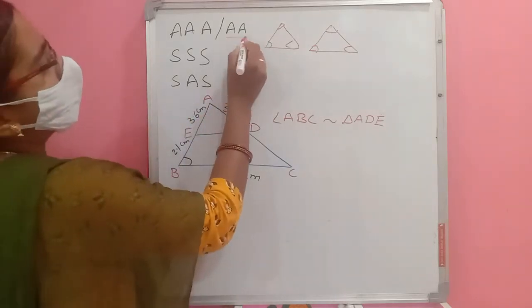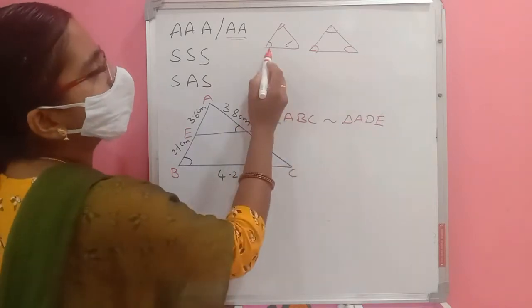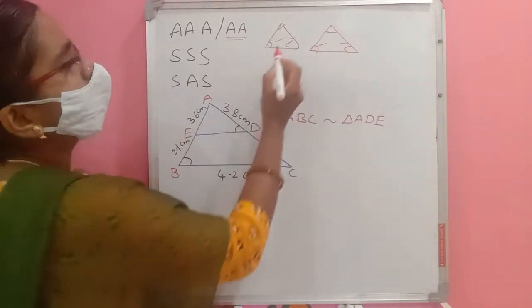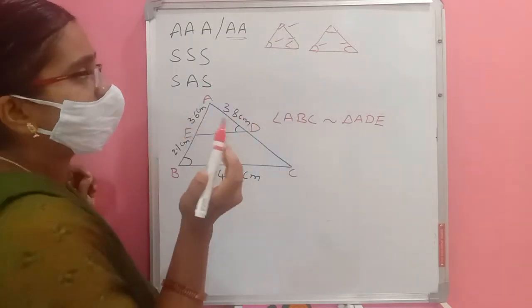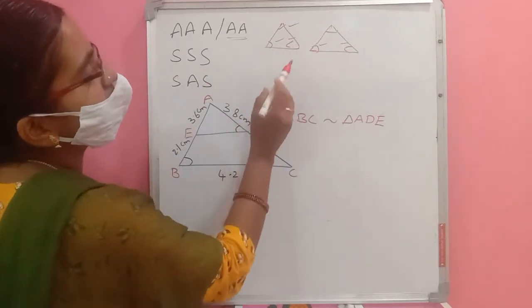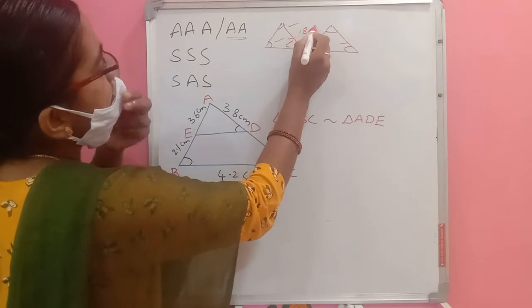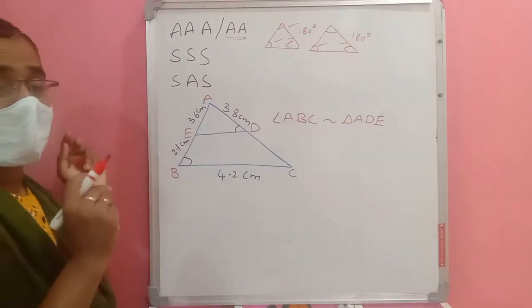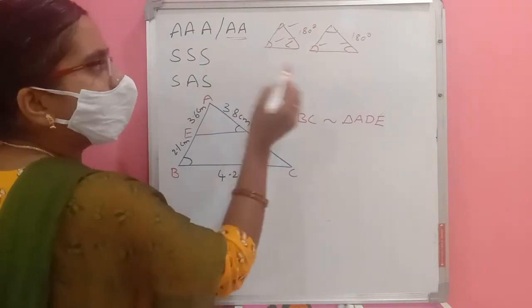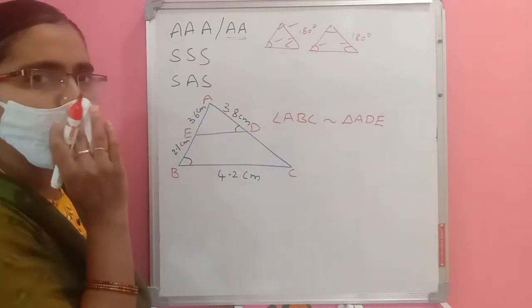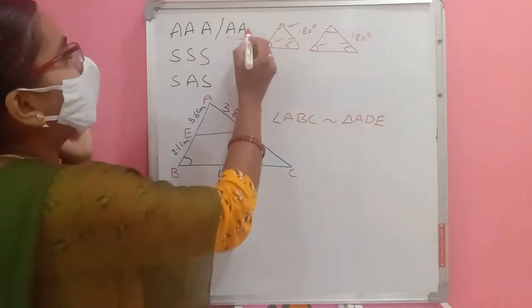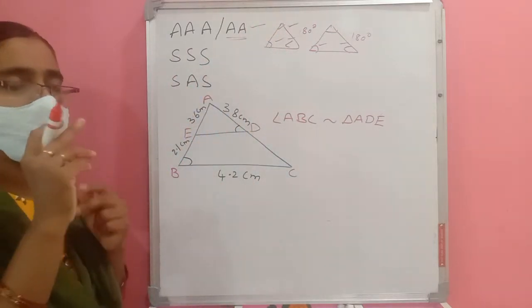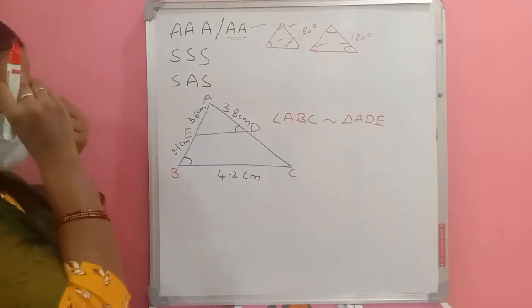Otherwise, AA means if in two triangles two angles are equal, then automatically the third angle is also equal. Why? Because in any triangle, the sum of three angles is equal to 180 degrees. In this triangle also, the sum of three angles is 180 degrees. If two angles are equal, automatically the third angle is also equal. So, if two angles are equal, we can say those two triangles are similar triangles.